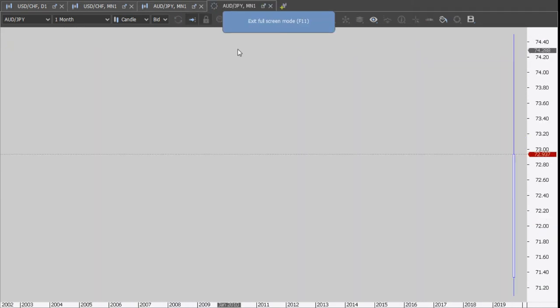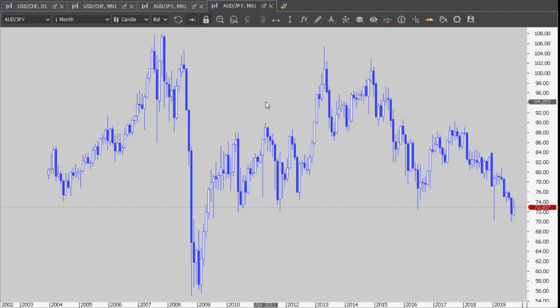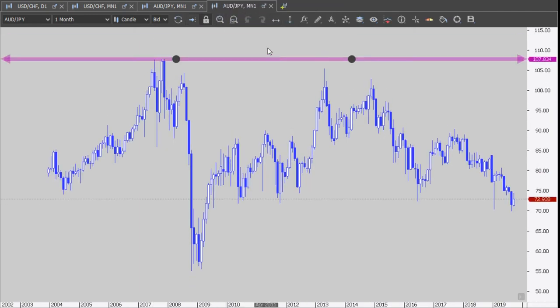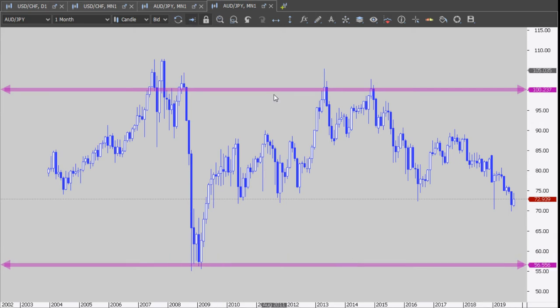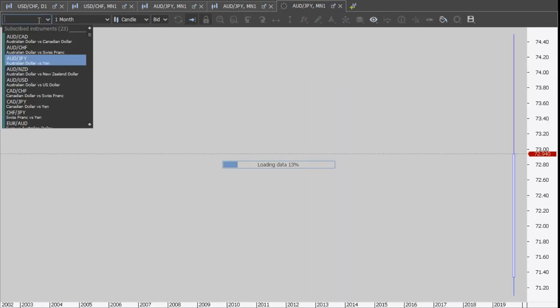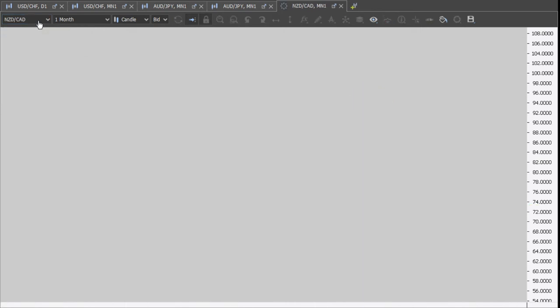Everybody, this is lesson number one. Basic, basic, basic. From the monthly chart, when the currency pair hits the upper band or breaks the upper band, go short. Don't buy sideways movement here. Okay? NZD CAD.